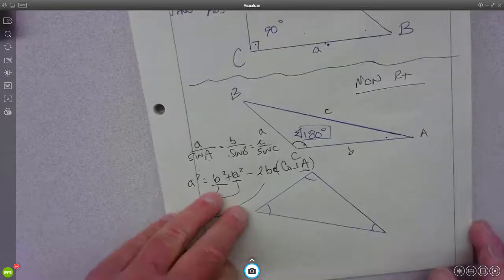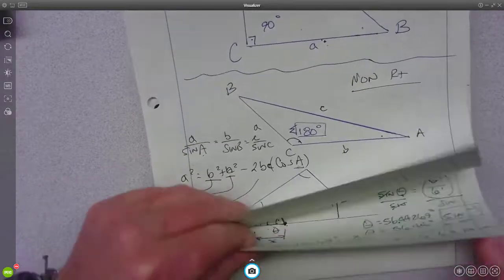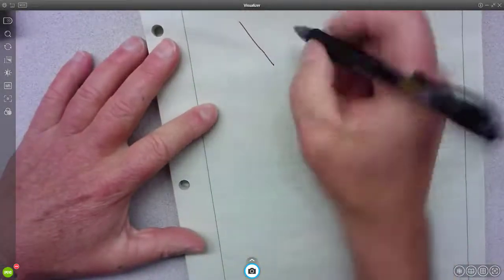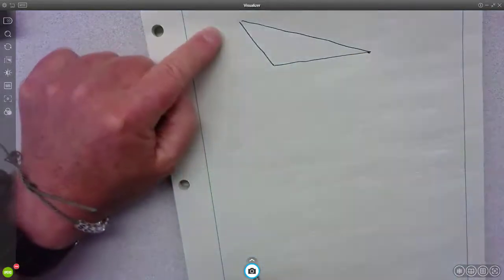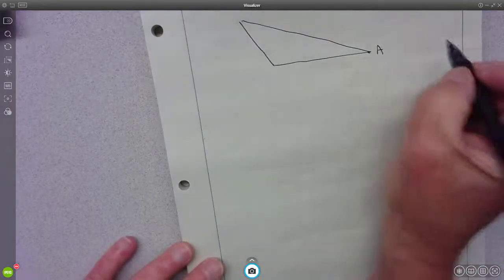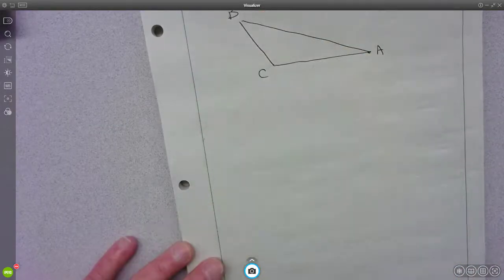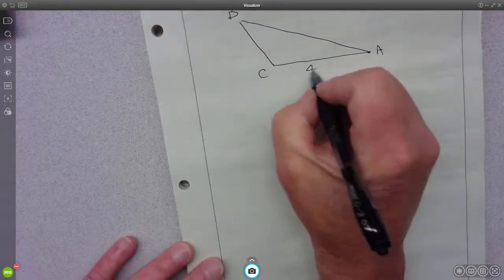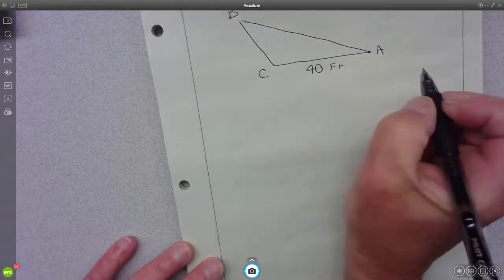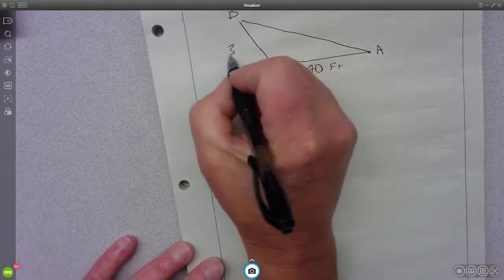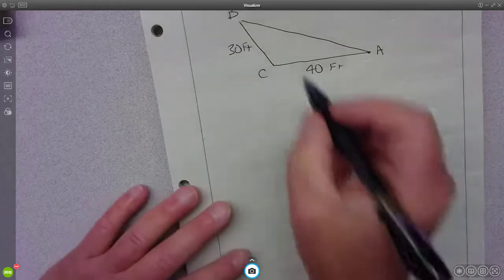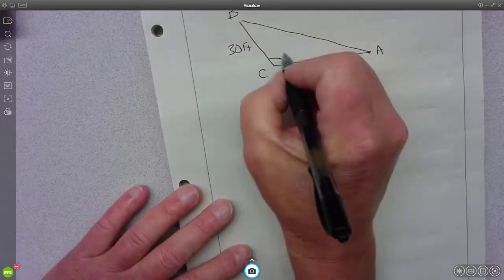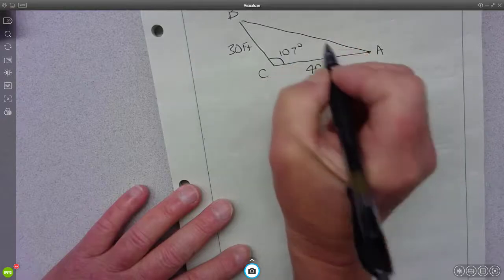All right, so let's do one of these. I'm just going to make it up. I'm going to try and keep it graphically correct. So I am going to label this A, B, and C. And I'm going to give us a side of 40 feet. And this side looks less, at 30 feet. And I'm going to give us this interior angle of 107 degrees.